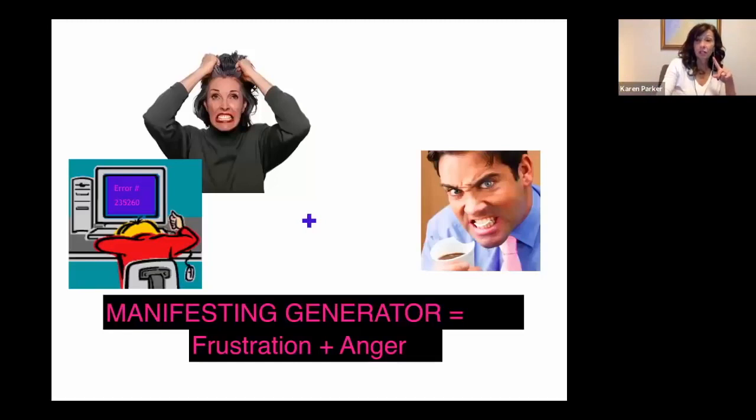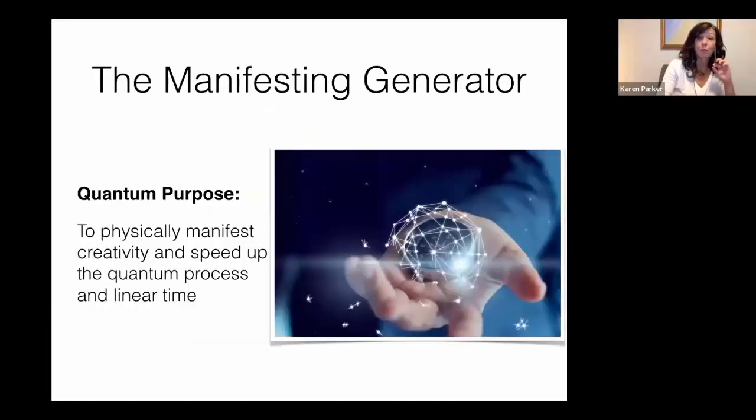Real quick with the manifesting generators too. If you're a manifesting generator, you need to do more than one thing at a time or have more than one project at a time. A couple of different projects simultaneously. Not because they're all going to come to fruition, but because you need to keep your energy moving. Otherwise, it's like building up static. You need to have a place to expend that energy. So if you're trying something and it's not working as a manifesting generator, it might just be that that's there in your life because it helps you manage your energy better. The quantum purpose of the manifesting generator is to physically manifest creativity and speed up the quantum process as well as linear time.